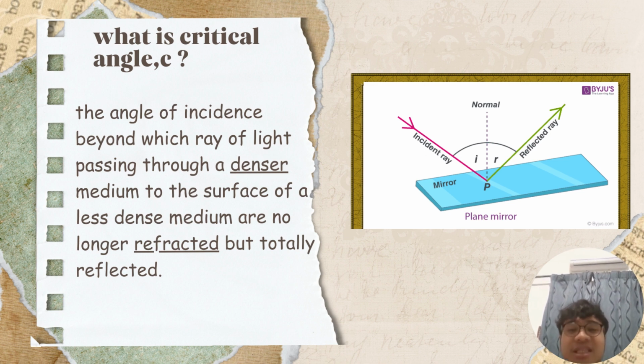So tadi korang mesti tertanya kan, apakah itu critical angle? So basically critical angle is the angle of incidence beyond which ray of light passing through a denser medium to the surface of a less dense medium are no longer refracted but totally reflected. So apa dia nak cakap dekat sini is critical angle ni adalah a minimum angle yang mana bila kita lebih daripada angle ni, light will no longer refract but rather light is reflected, like completely reflected.